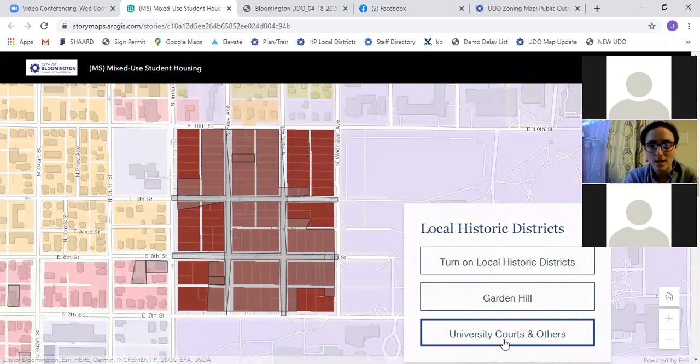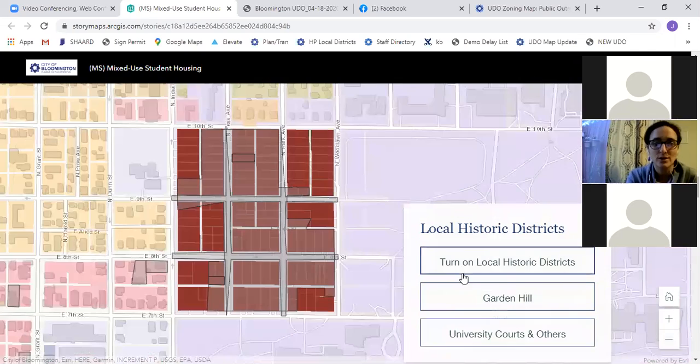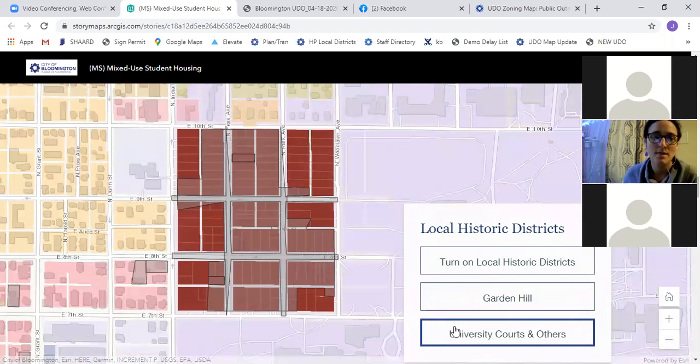Something else we included here is a layer of the historic districts. So there is a historic district, Garden Hill, that is in the southern portion of the Gateway North proposed MS district area. And there is another, University Courts, that is a large part of this area here for 10th and Woodlawn. We wanted to put these in because as we've discussed in other areas of town, when there is a local historic district, that provides another layer of protection for the development in that area.